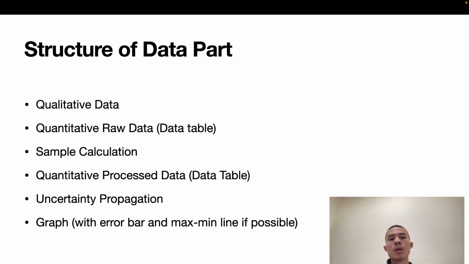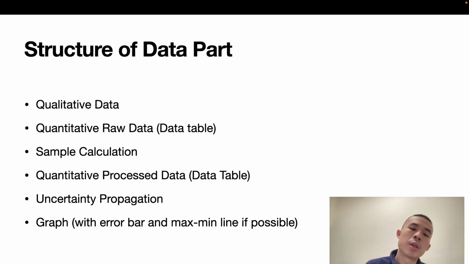You want to have qualitative data and also quantitative data. Now for quantitative data, make sure you have sufficient raw data. Now moving on, you need to show the marker how you go from the raw data to the processed data. So in this case, you want to show a sample calculation. And also, when you're doing the processed data, you should do uncertainty propagation as well. This is a huge part of the rubric.